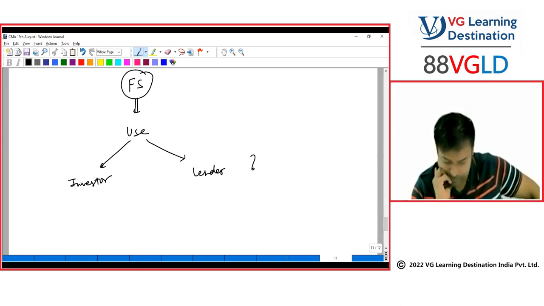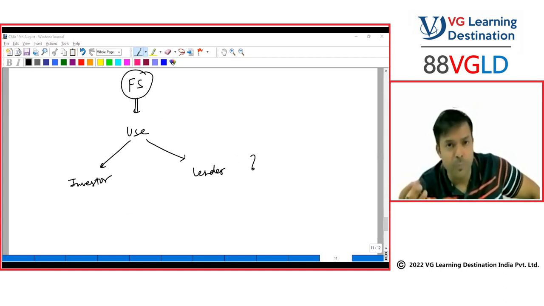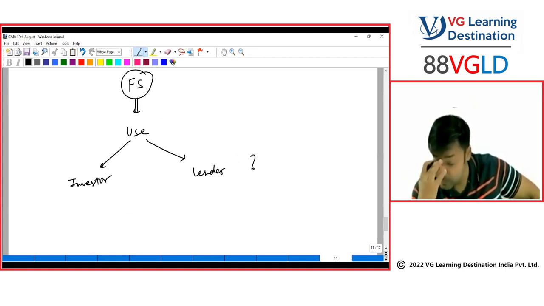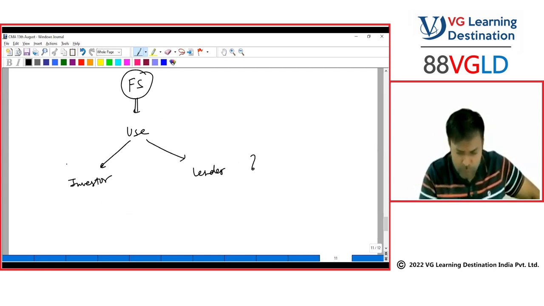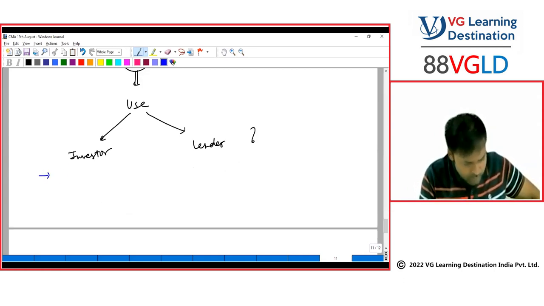Any difference, guys? As an investor, what would you look at in that case? Okay, let's do it one by one. As an investor, you look at the profitability. So, John, the lender is not going to look at the profitability. They don't care about the profitability.